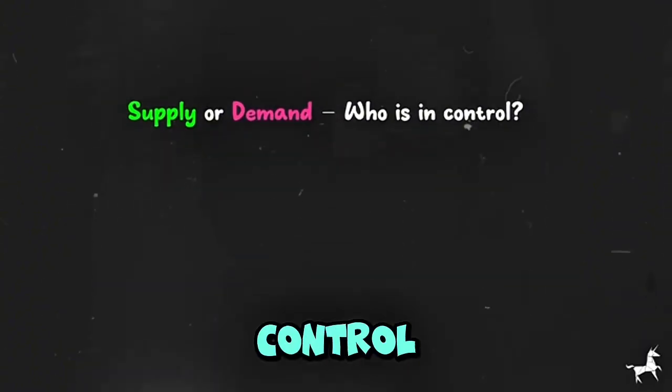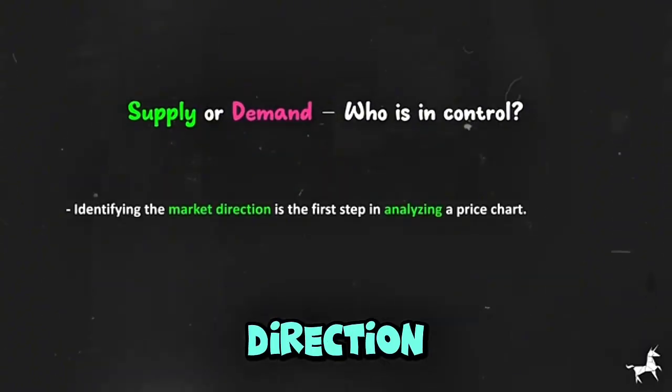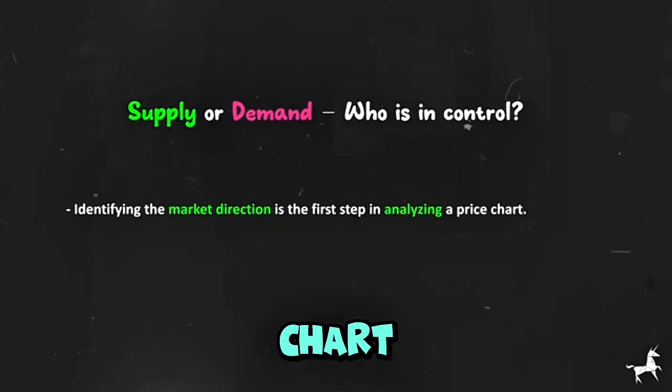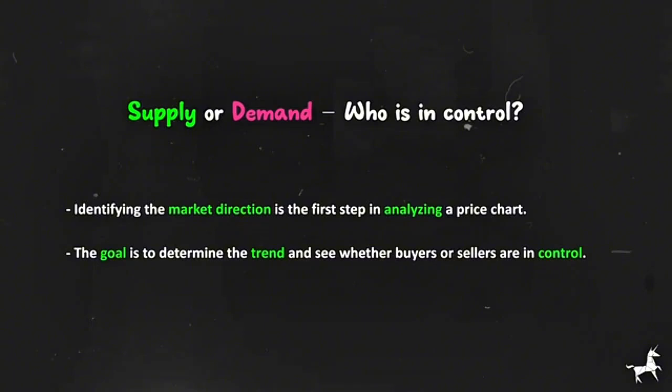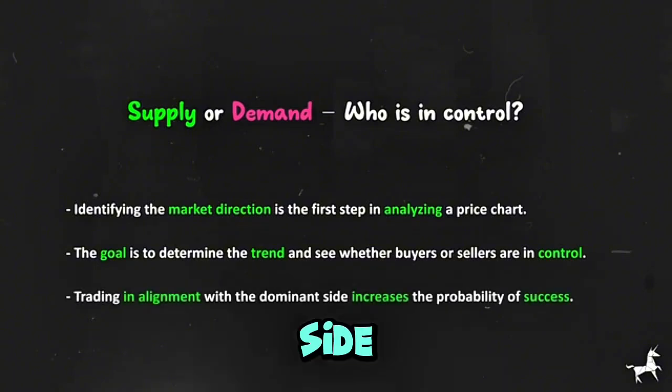Who is in control? Identifying the market direction is the first step in analyzing a price chart. The goal is to determine the trend and see whether buyers or sellers are in control. Trading in alignment with the dominant side increases the probability of success. How does the system work?